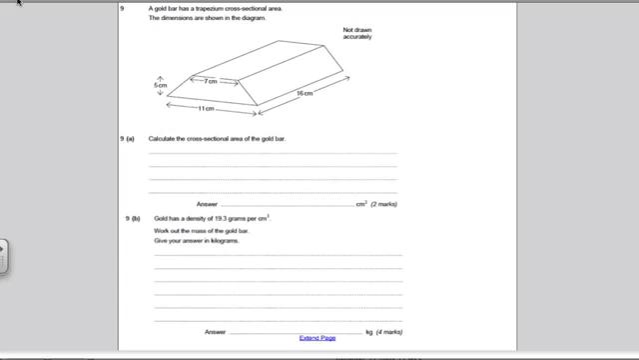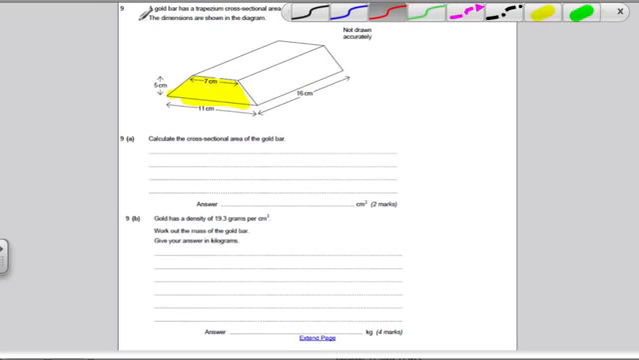Okay, so it talks about a gold bar with the trapezium cross section, and it asks you to work out the cross sectional area of the bar. The cross sectional area is the area of the face of the bar. Now you should be able to use the area of a trapezium formula here.